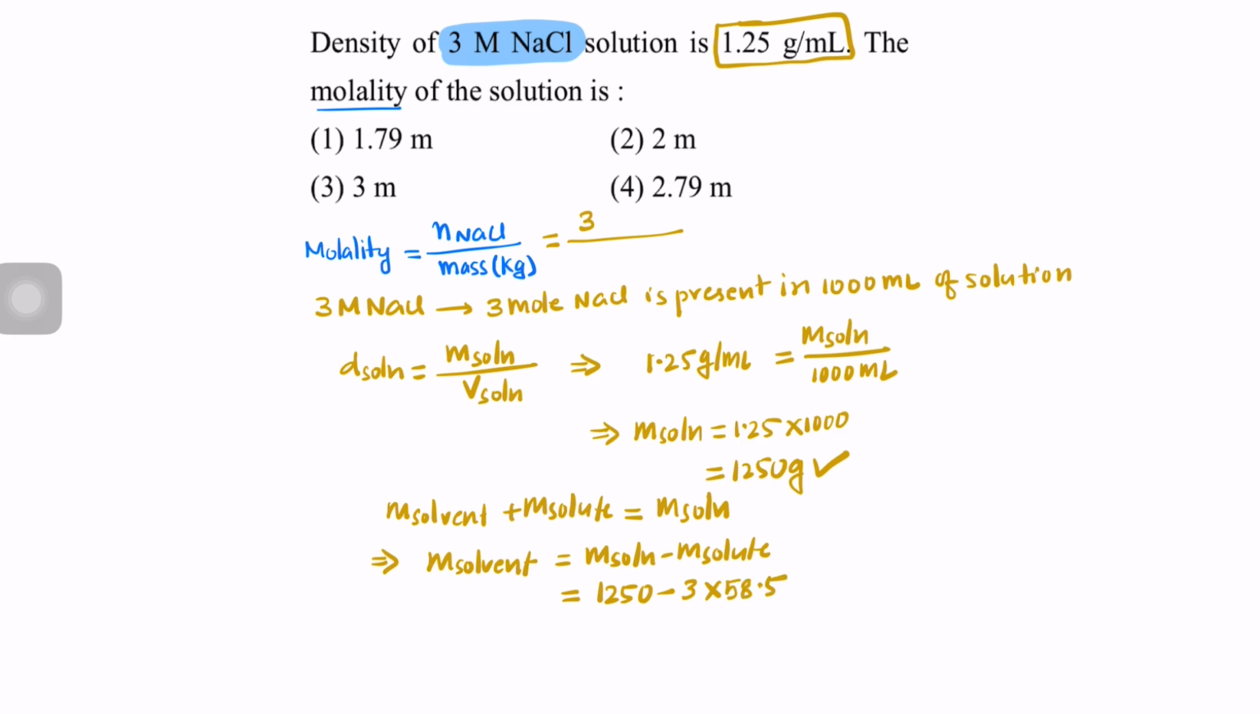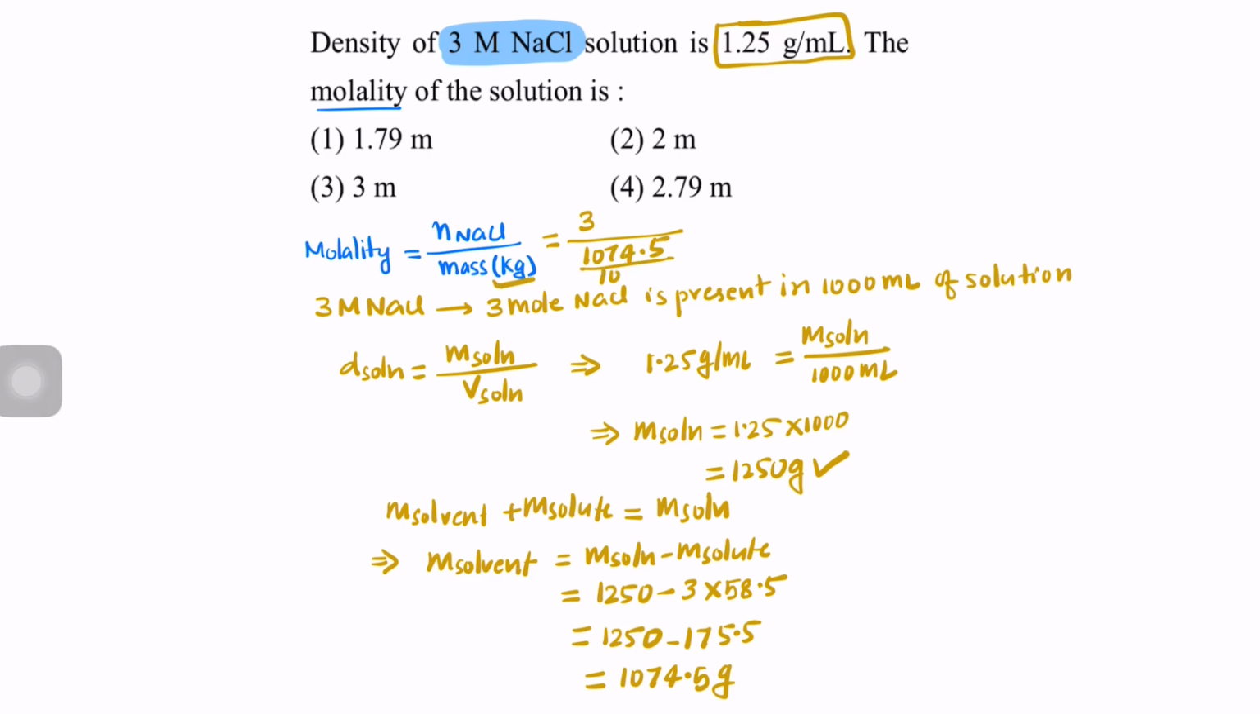Okay. So if we just solve it, 58.5 into 3, right? You have to just solve it. Basically 58.5 into 3 we have to do, that will be 175.5. And if we subtract it from 1250, we will get 1074.5 gram. This is mass of solvent and we have to put here. So that is 1074.5. Okay, but this is in gram, we have to convert in kg, so you have to divide by 1000.